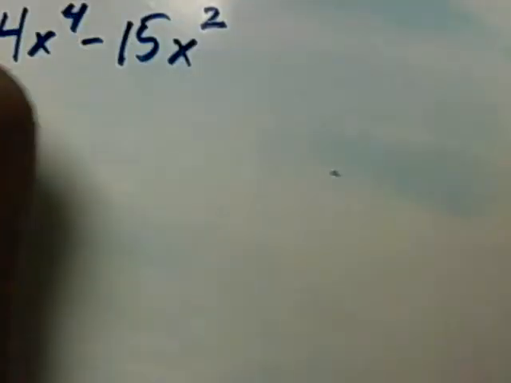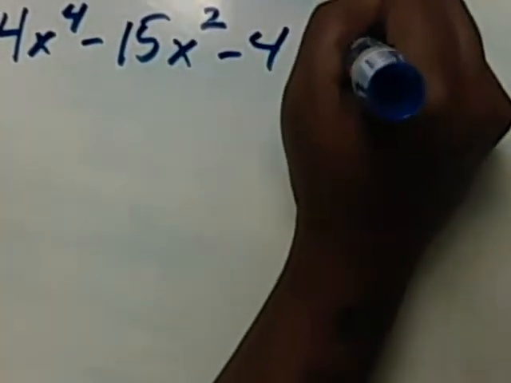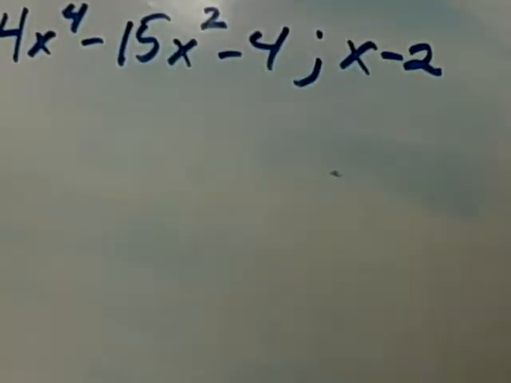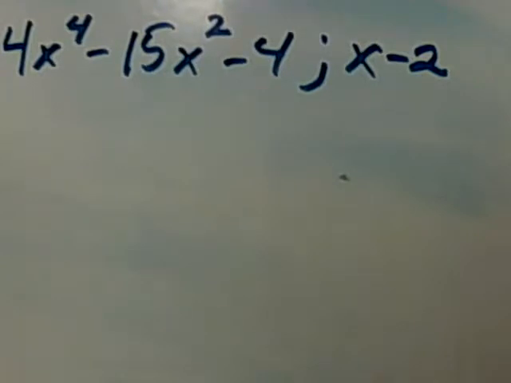Let's try this one. 4x to the 4th minus 15x squared minus 4. And then we're going to use a colon to say we're going to divide this one by x minus 2. It just so happened that this one is x minus 2 again.